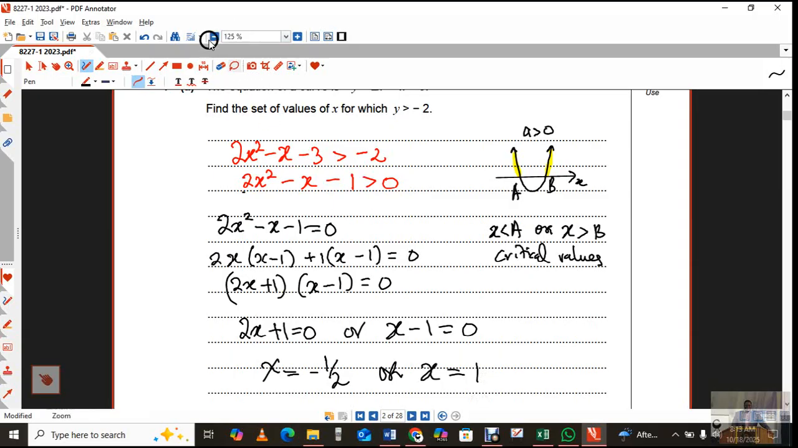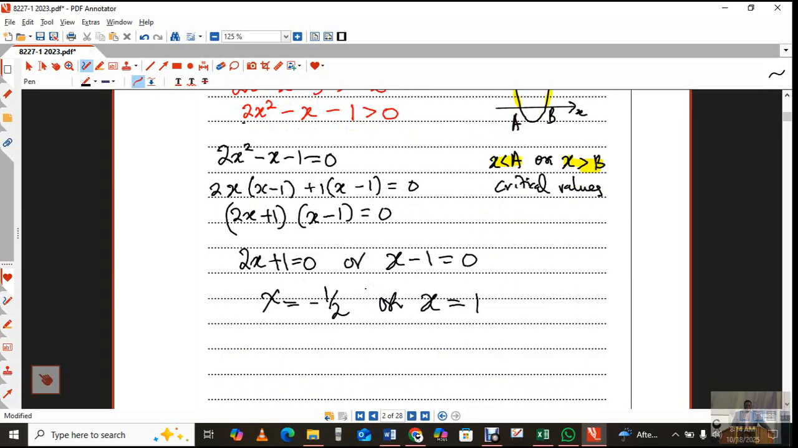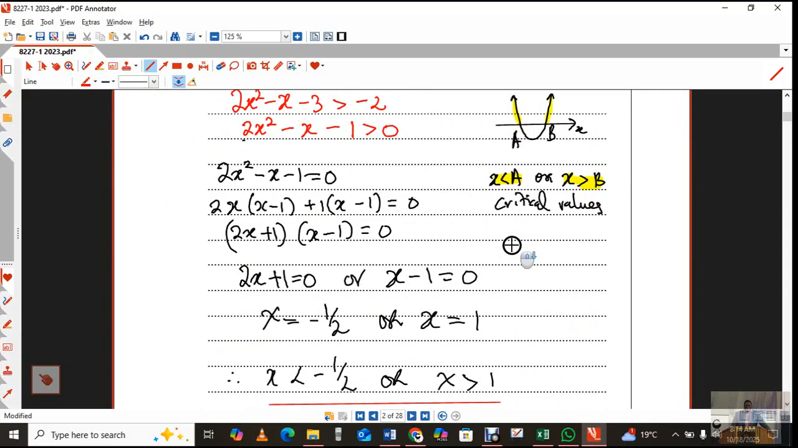But again, as I was saying, we are not solving equations. These are going to be inequalities. So the solutions that we were looking for are x less than negative 1/2, or x greater than 1. These are the solutions we were expecting when I spoke about the critical values over there.